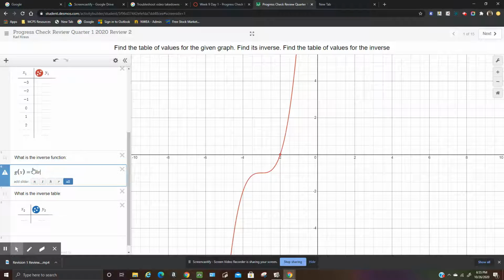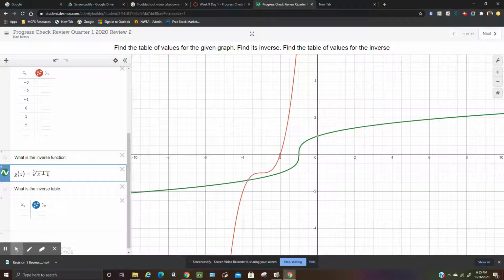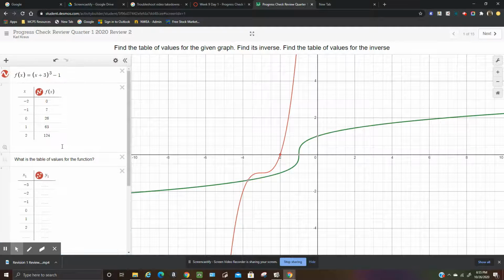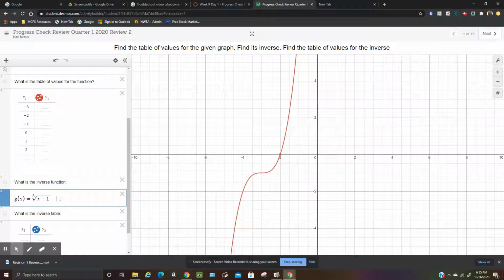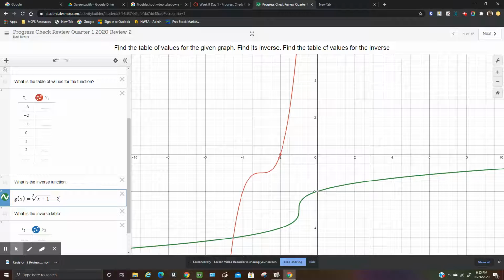nth root. So the cube root of x plus 1, and then minus 3 on the outside of the radical. And it looks like that.